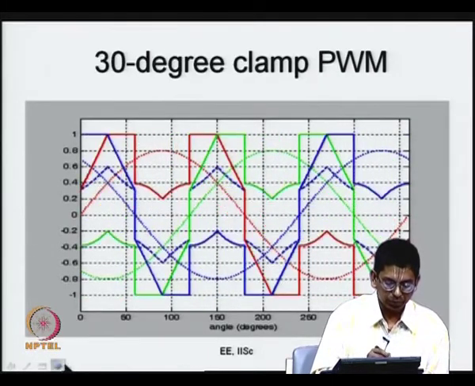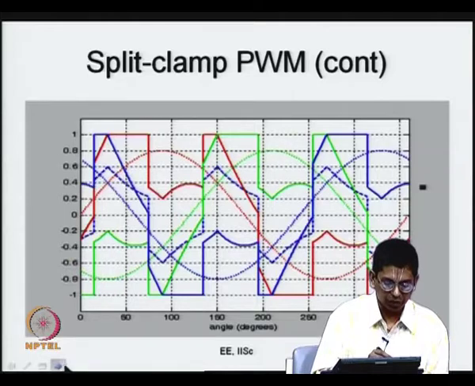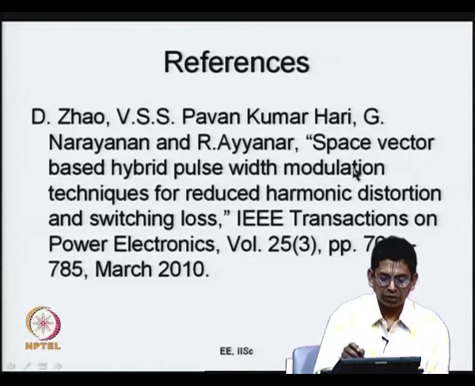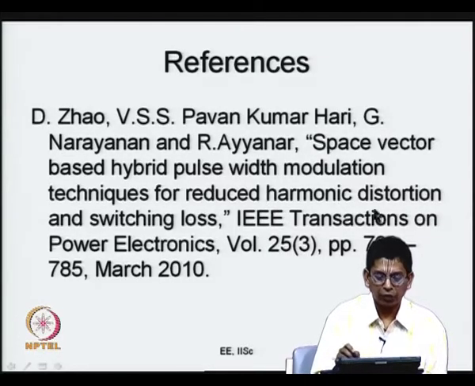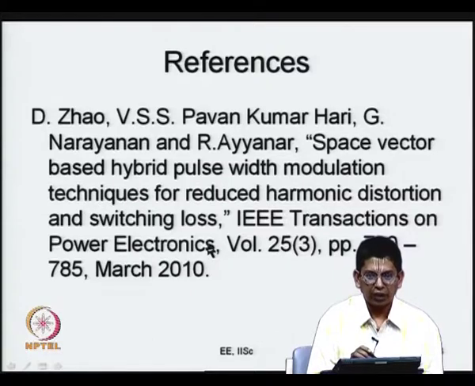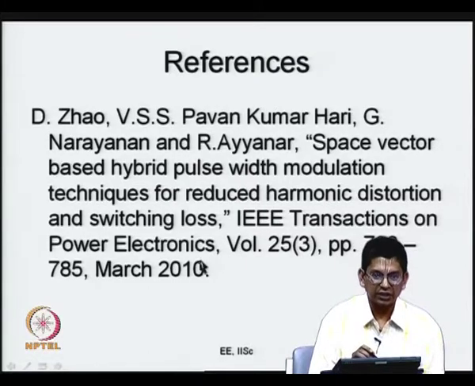Now, there are various examples, you can look at more of this in one of the references that I can possibly give you. There are some recent papers, and one of them is this particular paper by Zhao, Pawan Kumar, Narayanan and INR. It discusses space vector based hybrid pulse width modulation techniques for reduced harmonic distortion and switching loss. This paper essentially talks of certain advanced bus clamping PWM methods which we have not covered till now, which we will cover at a later date. But in the run up to that, the paper also discusses the bus clamping PWM methods, where it discusses these continual clamping and split clamping methods.